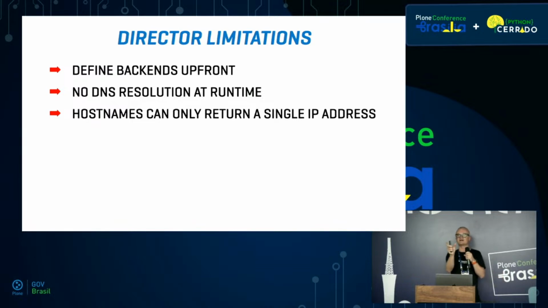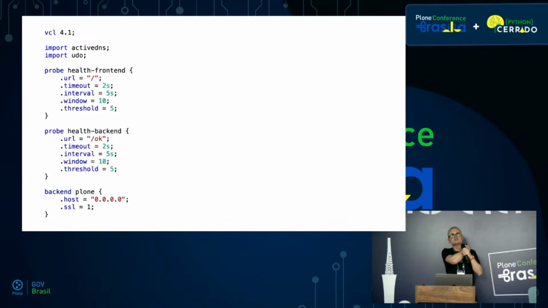So when you specify a host name in a backend, Varnish will resolve the DNS record at compile time and will always know that IP address. If a DNS change happens at runtime, Varnish is unaware of it. And then a host name can only resolve into one IP address. So if you do DNS-based round robin, it won't work. What we found as a solution for that, and that's what we do with Varnish Software, is we use two modules that we have called Active DNS and Udo to tackle that.